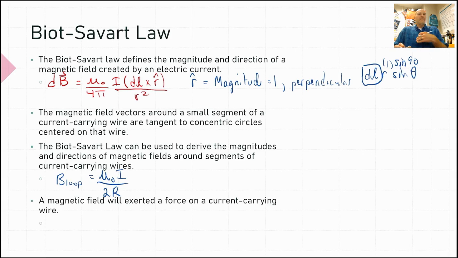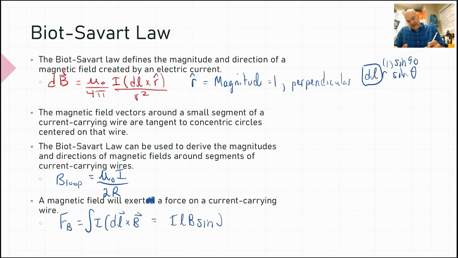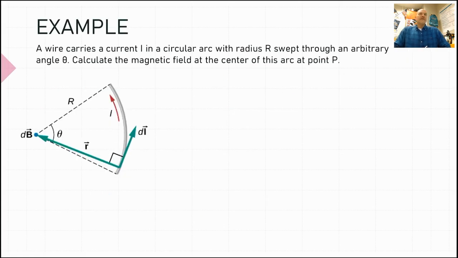And then finally, a magnetic field will exert a force on a current carrying wire. So FB will be the integral of I dl cross B, right? Or simply ILB sine theta. Okay. But again, right-hand rule will help you figure out the direction of that.